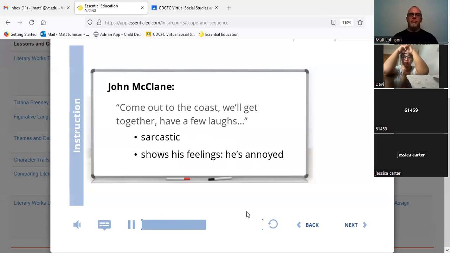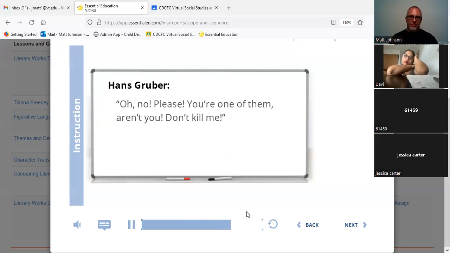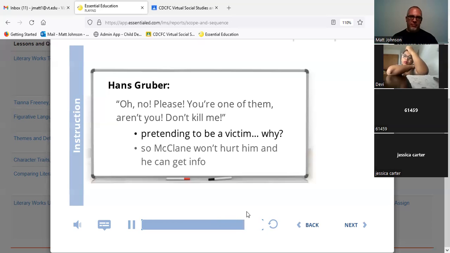Then there's motivation. That's what the character wants, or why they do things. Face to face, Hans looks up, and what does he see? John McClane's gun in his face. So the first thing that Hans does is say, "Don't kill me." Why does he do that? He's pretending to be an innocent victim, so McClane won't hurt him, and so he can find out more info until he gets the upper hand.